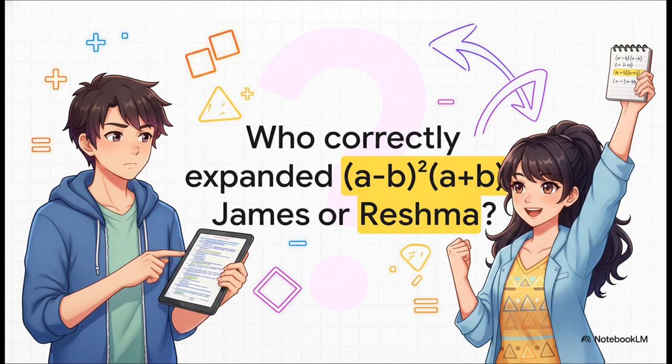So, who has mathematically applied the identities correctly here? Are they both right? Which way is actually faster? I really want you to think about those underlying structures of numbers we've explored today.